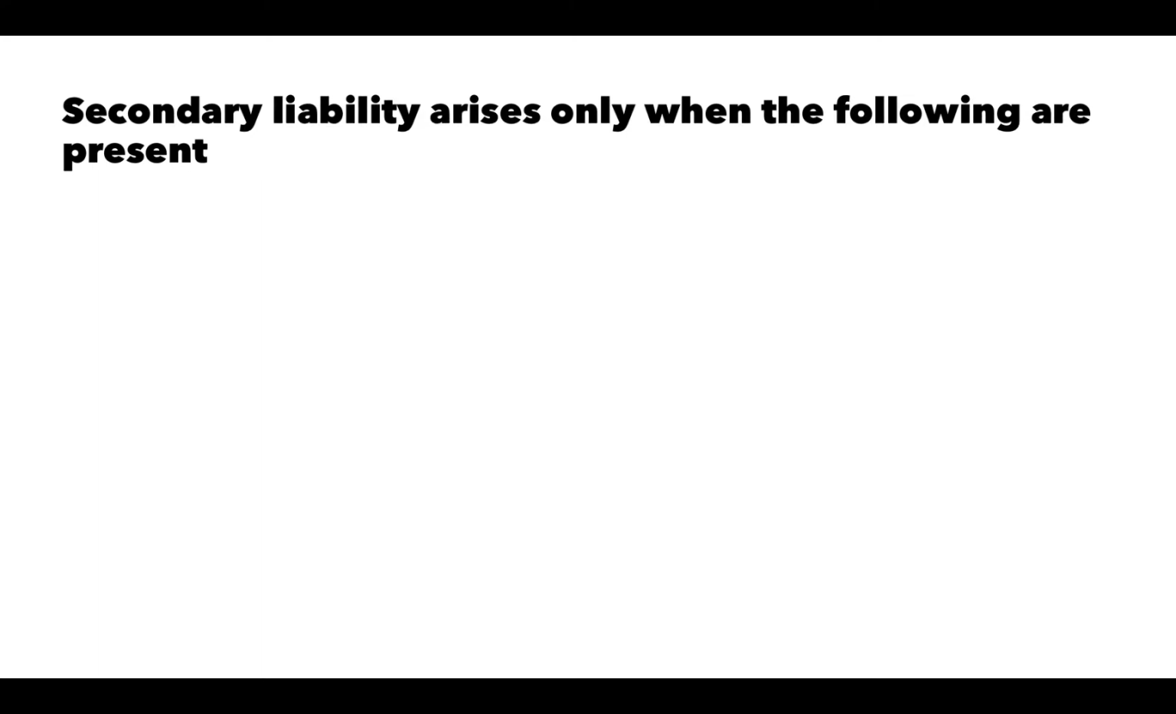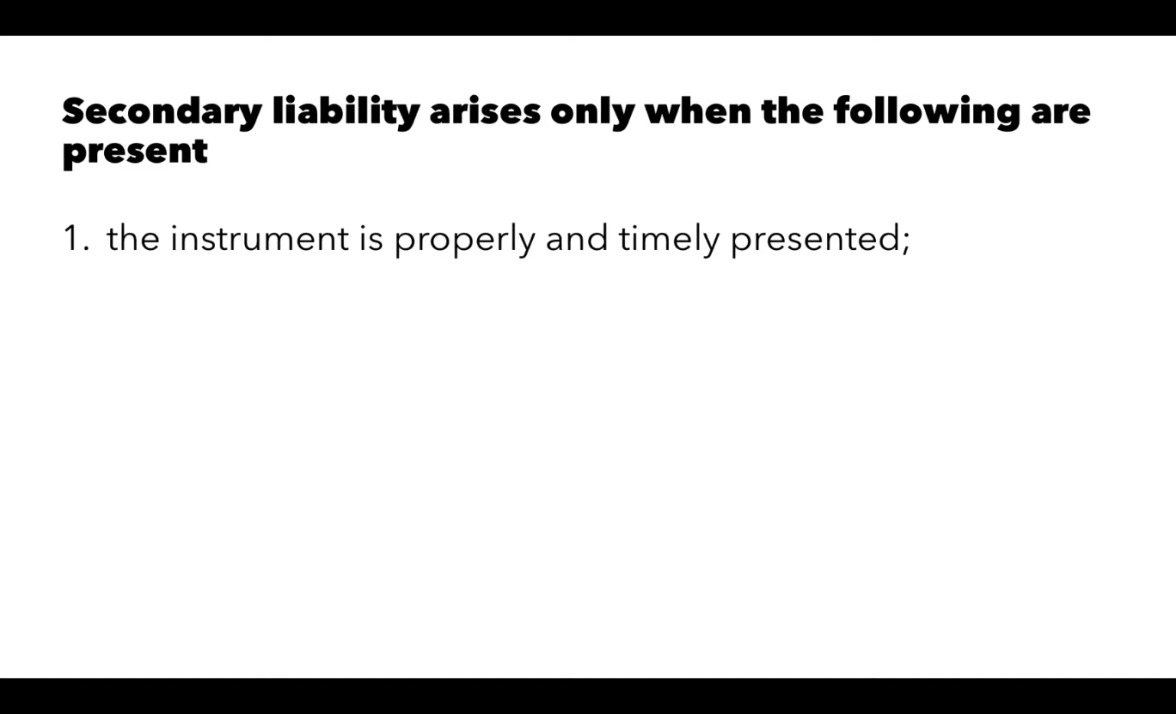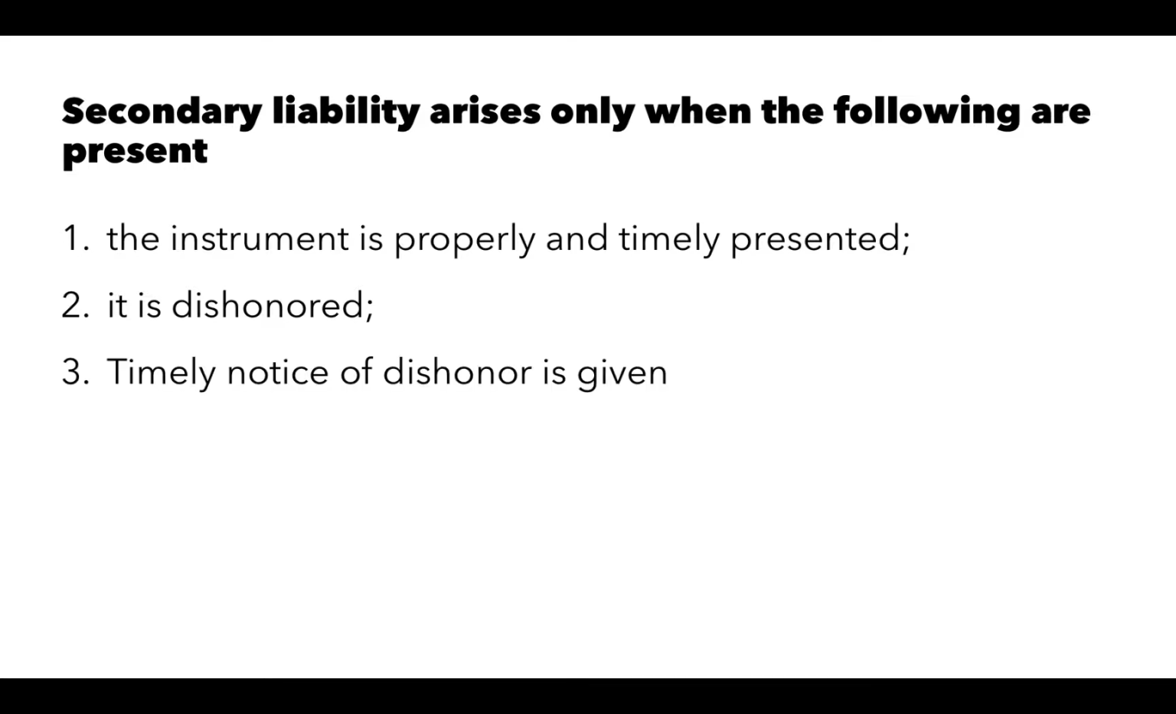Secondary liability arises only when the following are present. First of all, the instrument is properly and timely presented. It is dishonored, meaning it's not paid, and timely notice of the dishonor is given. Remember, presentment occurs when a person presents an instrument to the party liable on the note to collect payment. Signature liability requires timely presentment to the proper party by an authorized method.